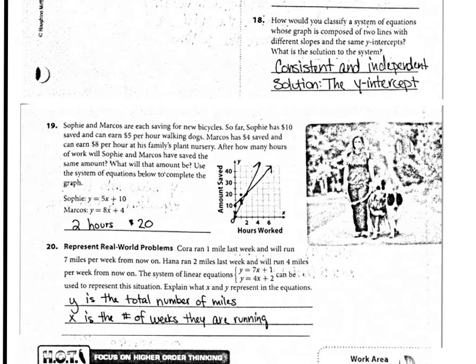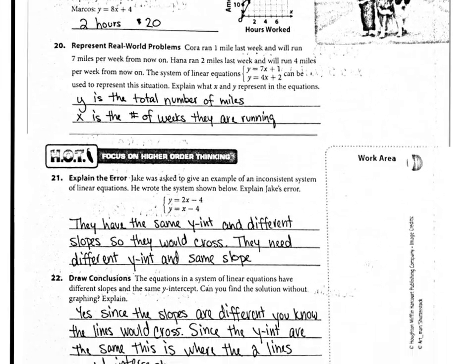Number 20, y is the total number of miles, x is the number of weeks. And they didn't ask you to solve it, so all you had to do was state that and you were done. The last two, 21 and 22.